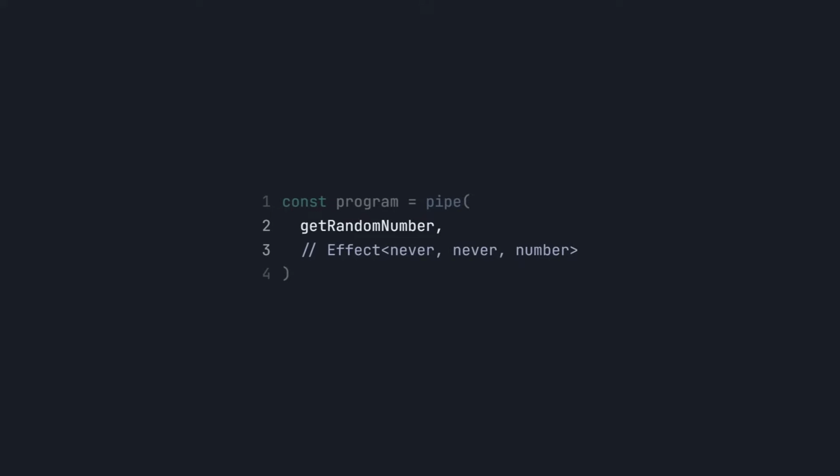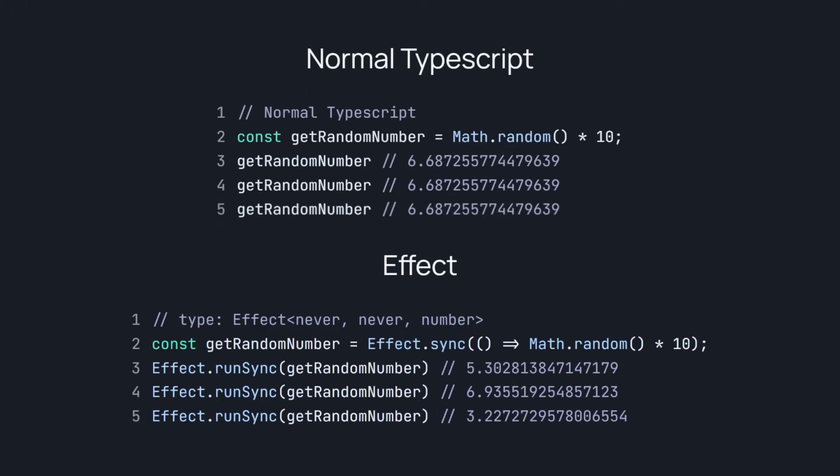Our program will start with the getRandomNumber effect. It may feel strange to see the generation of a random number as a value and not as a function. But remember, this value is an effect which represents the computation of this random number, which is lazily evaluated. This means that the same effect value can be used in multiple places, as it triggers the internal side effect each time the effect is run.